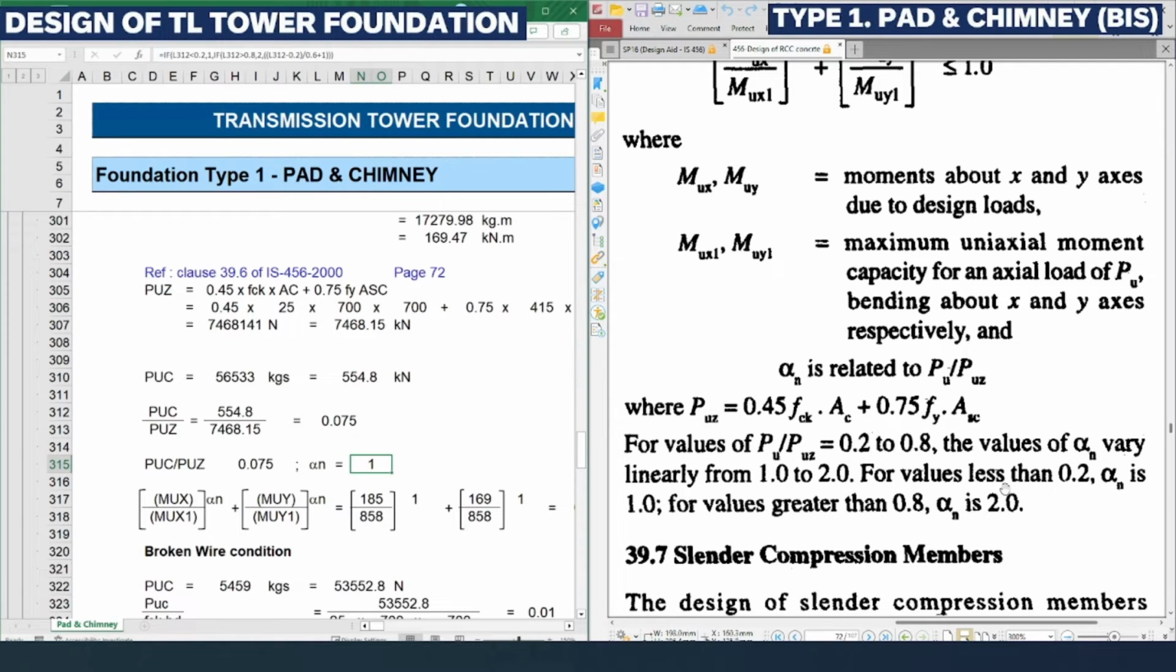So in this case we can consider alpha n as 1, because in the right hand side PDF it is stated that for values less than 0.2, alpha n is 1, and for values greater than 0.8, alpha n is 2. This formula is formed in order to fulfill these conditions. So if this PUC by PUZ exceeds 0.8, then this value will come as 2.